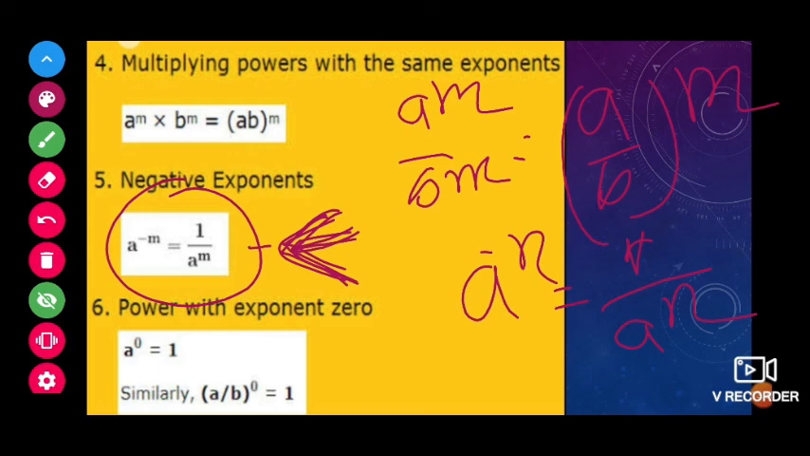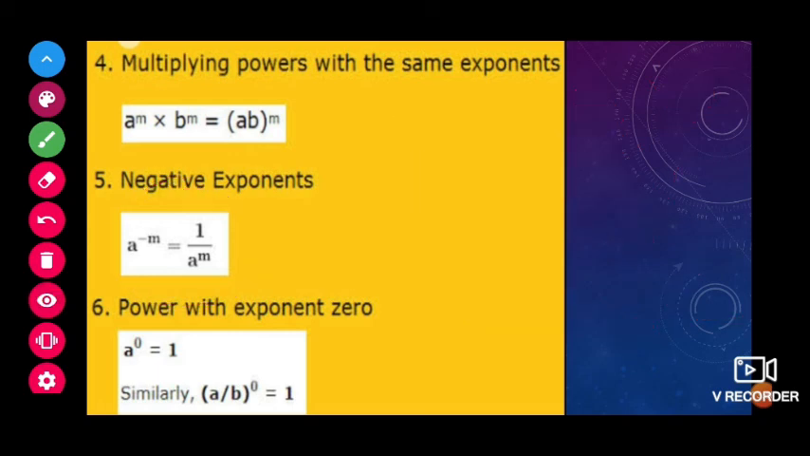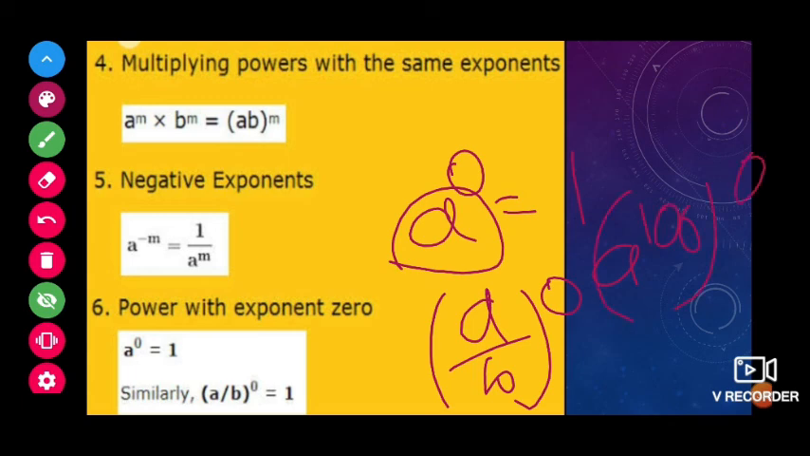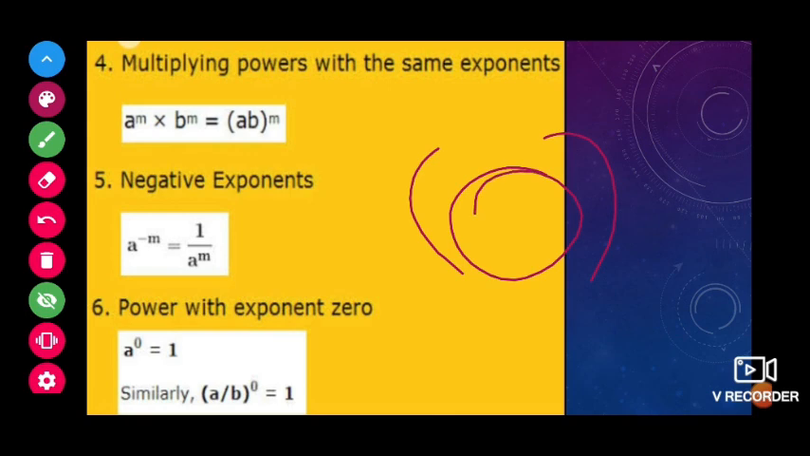Next one, power with exponent 0. Here a to the power 0 is equal to 1. Not only a, children, anything. For example, a by b whole to the power 0, or a to the power 100 whole to the power 0, or 5 to the power 5x yx whole to the power 0. Whatever is inside, if it is whole to the power 0, the value will be 1. Blindly you can write the value will be 1.